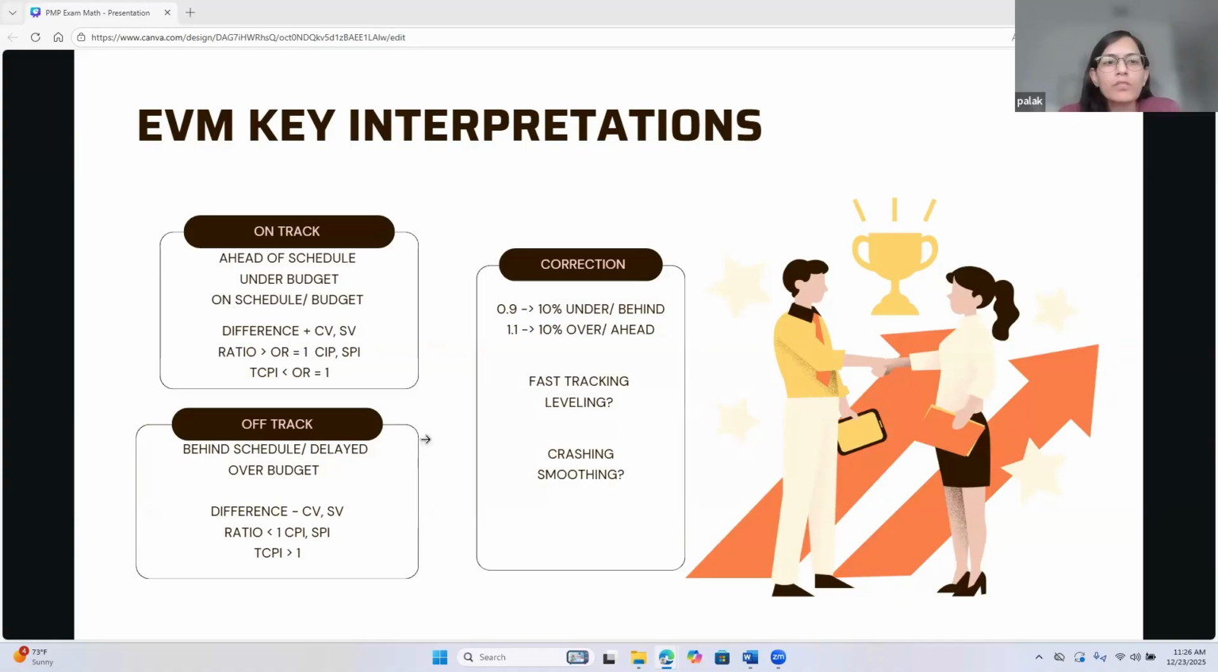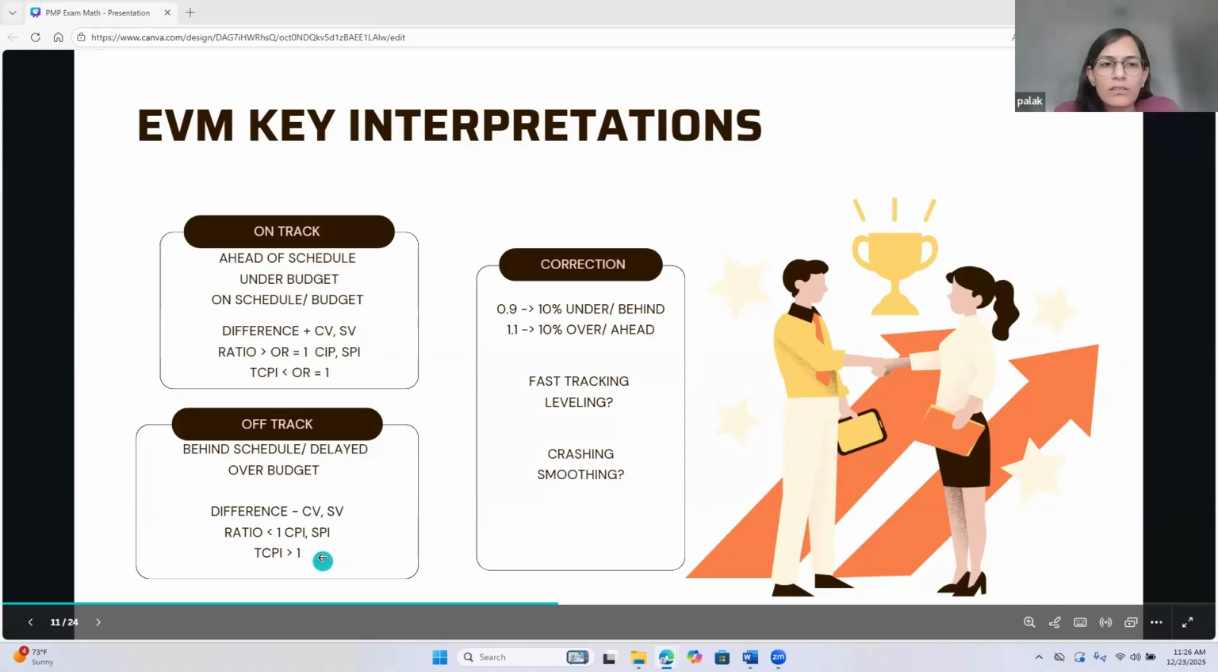Okay, and also the to complete performance index, it's more of the estimation. If that is greater than or equal to 1, then it's also on track. All right, and if the cost performance index ratio is less than 1, then that means it is over budget. And if schedule performance index is less than 1, that means it's behind schedule or it's delayed. And if to complete performance index is greater than 1, then it's also off track, it's how much work is still remaining. That's the to complete performance index.